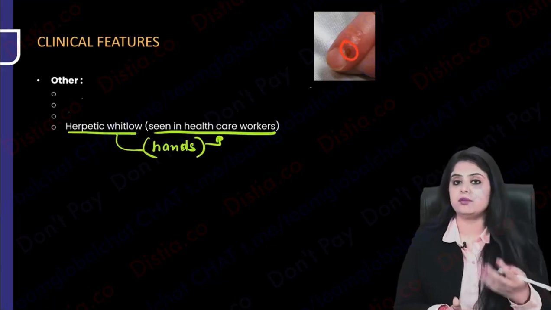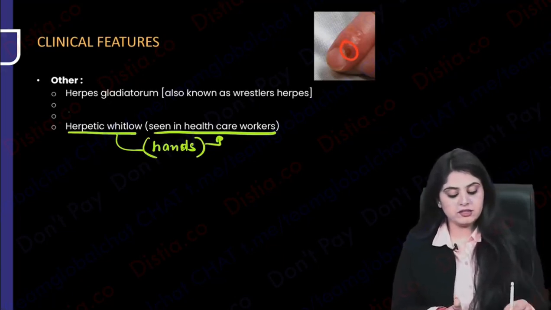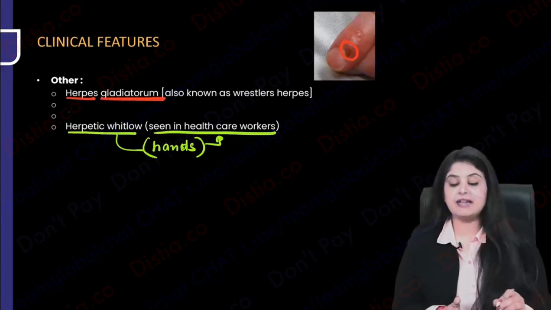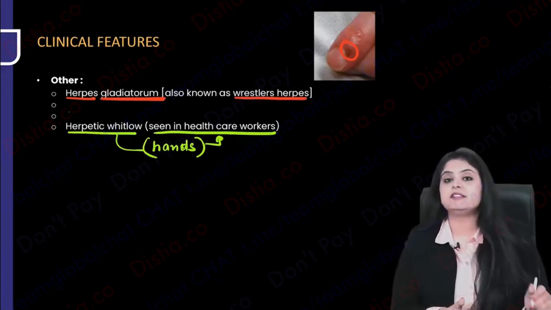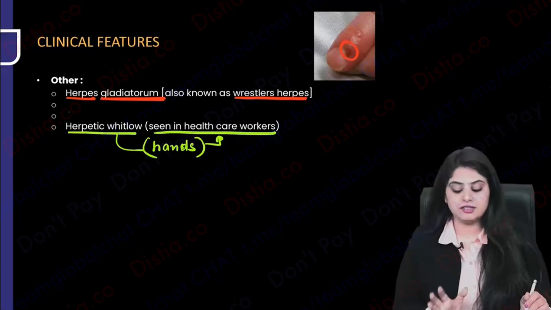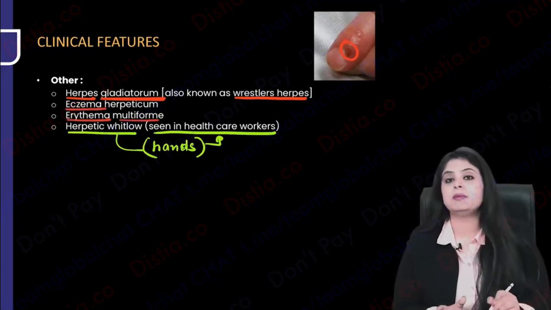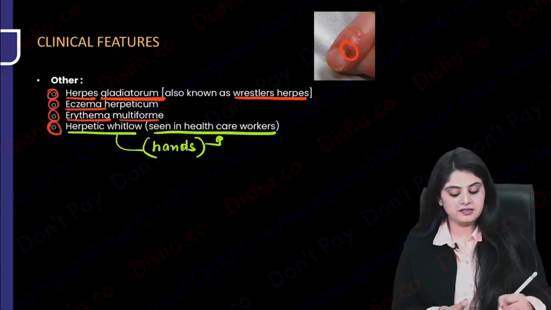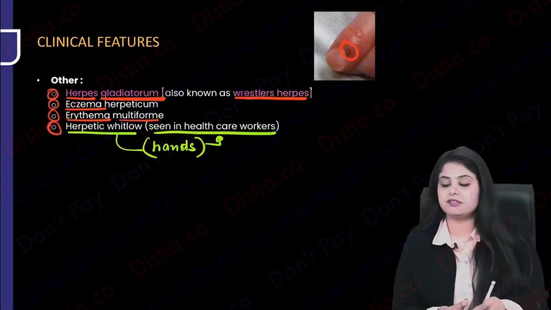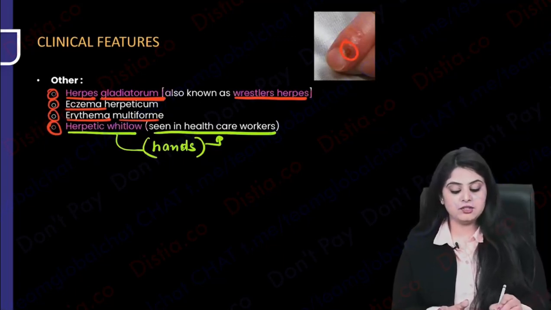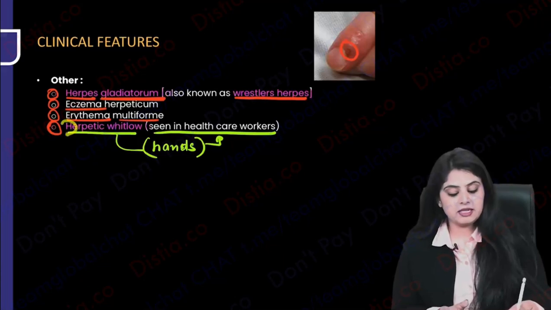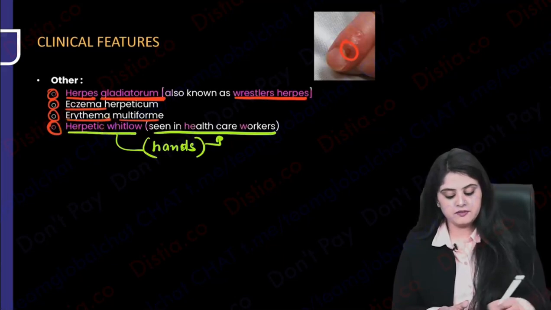So while dealing with patients, you have to take precautions. Is there something that is known as herpes gladiatorum? Gladiatorum, gladiator jaisa, something big, bulky, heavy it is sounding like. So this is the one that is known as wrestler's herpes. So gladiatorum, gladiator jaisa, wrestler's herpes. Other than that, it is associated with eczema herpeticum and erythema multiforme. These are other miscellaneous things. I expect a question either on gladiatorum, that is wrestler's herpes, and herpetic whitlow, which is going to be in the simple. Herpetic whitlow is hospital workers or healthcare workers. Healthcare workers mein there is going to be herpetic whitlow.